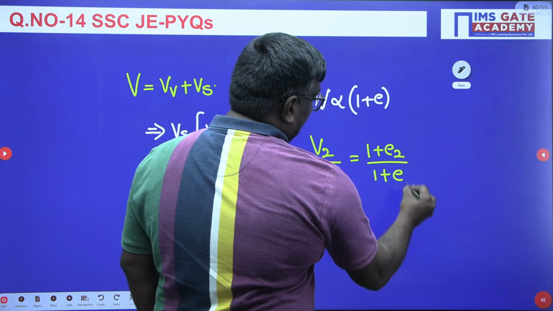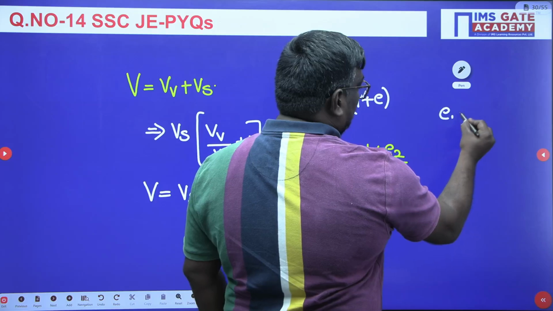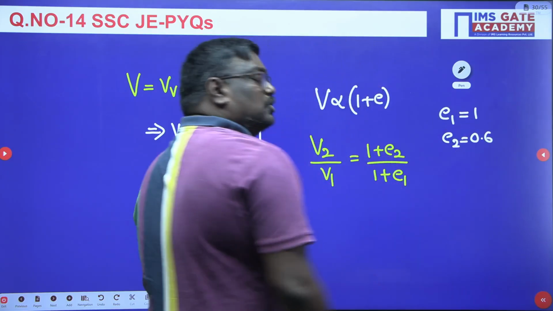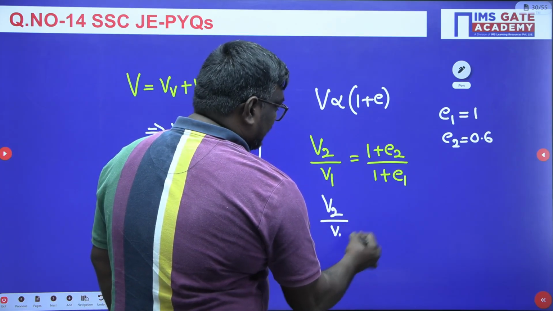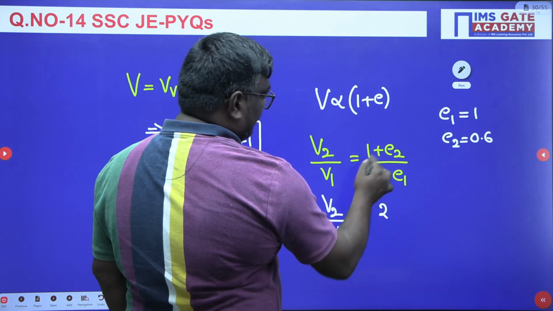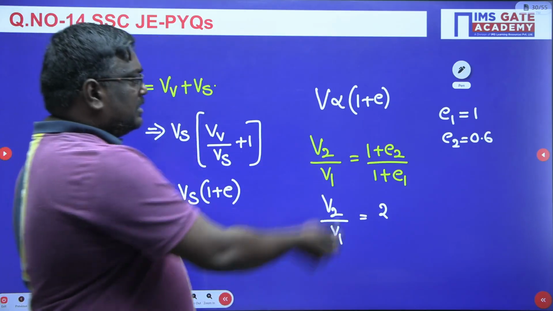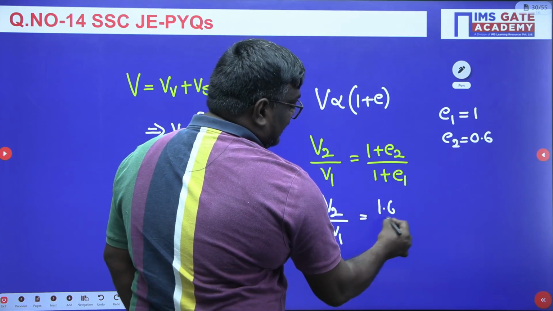Now, my dear students, let me tell you. Here, initial void ratio is how much, sir? 1. And the final void ratio is 0.6. It is reduced. Now, what do you mean by V2 by V1 here? Because see, volume is directly proportional to 1 plus E, right? So, here you will get 1 plus E2 means 1.6 divided by 2.